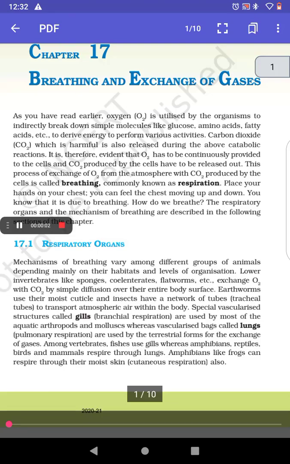Hey, hello everyone. This is Breathing and Exchange of Gases, Chapter 17 NCERT, revision and short notes on that. Okay, let's move up on breathing and exchange of gases now.